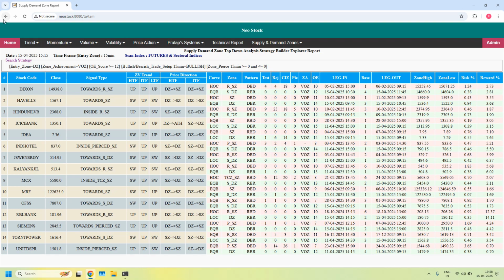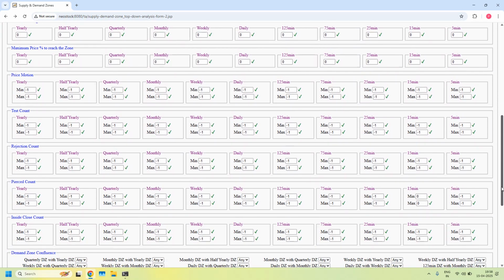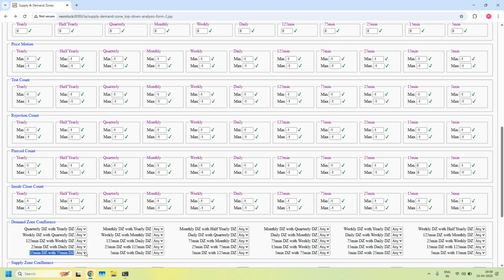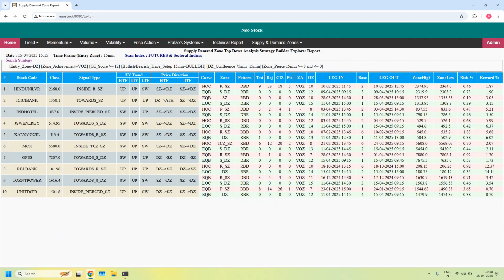Let us filter based on the zone confluence. First filter, LTF, ITF demand zone confluence. That is nothing but 15-minute demand zone confluence with 75-minute demand zone. I enabled the filter. We got 10 stocks. Out of 15, 10 are filtered. In all the 10 stocks, these 15-minute demand zones are overlapped with the 75-minute demand zone, and the 75-minute trend is an uptrend in all the stocks.